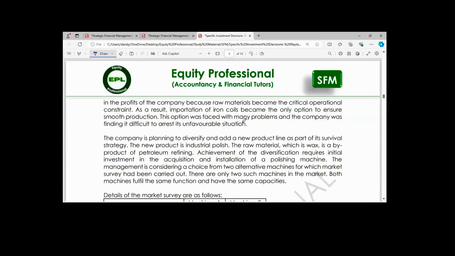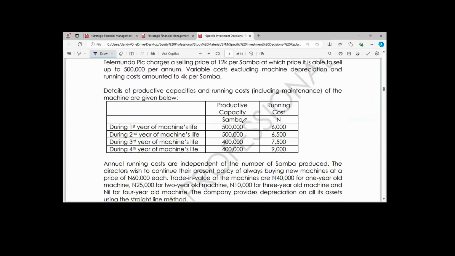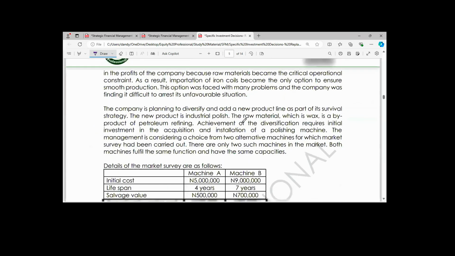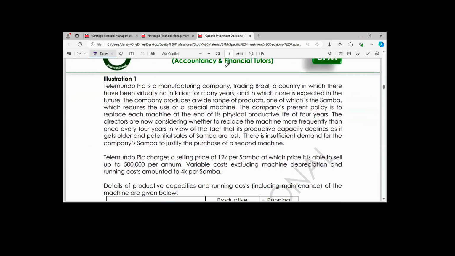All right then, so let's have this illustration. I can solve 2 illustrations, that will be okay. Yes, who will help us to read?